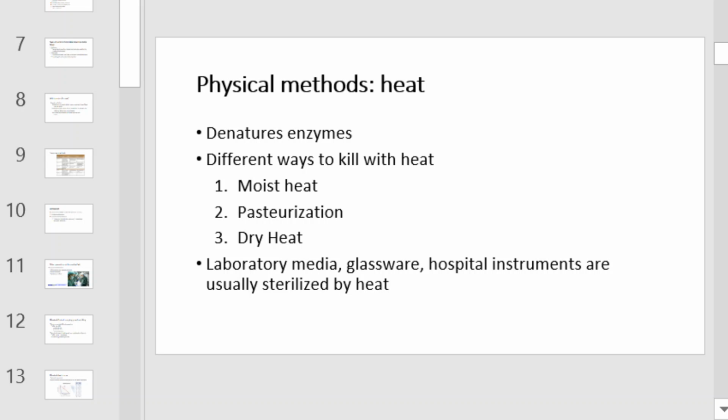Physical methods of biological control, starting with heat. Here we will look at how heat controls microbial growth. Heat denatures enzymes. There are different ways to kill with heat. We might use moist heat, pasteurization, or dry heat. Laboratory media, glassware, hospital instruments are all usually sterilized by heat. Anything that is heat labile or sensitive to heat cannot be treated in these ways.